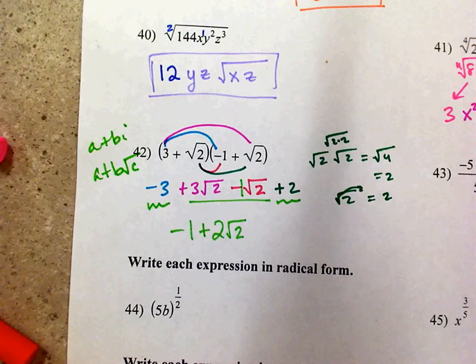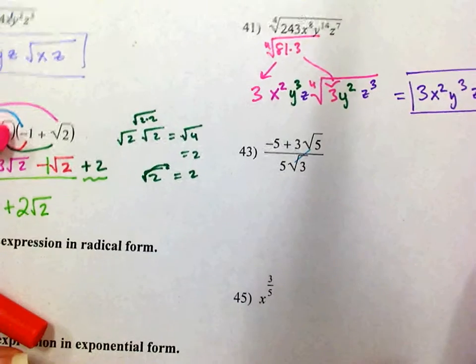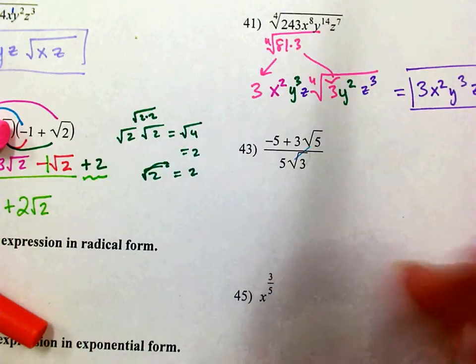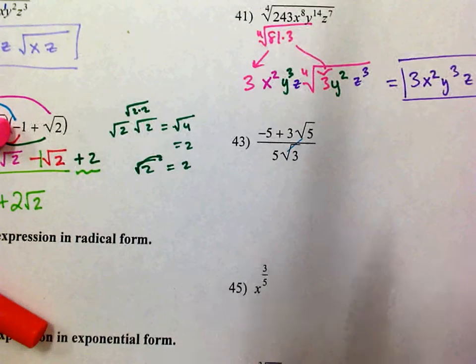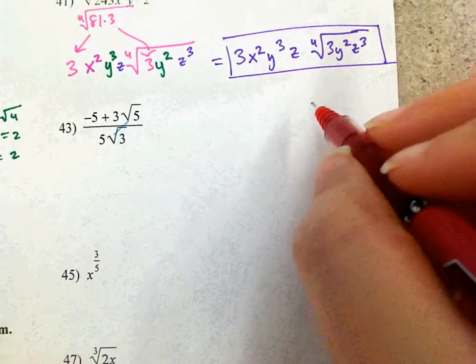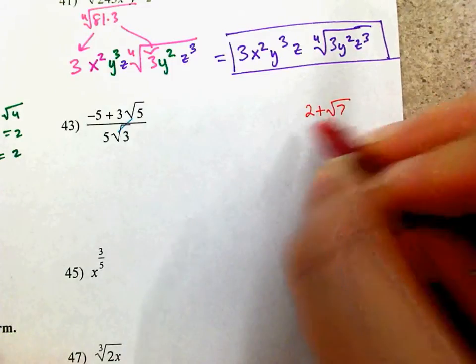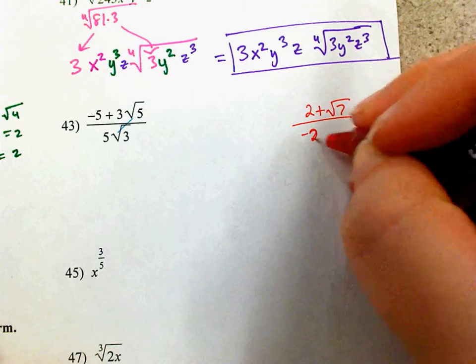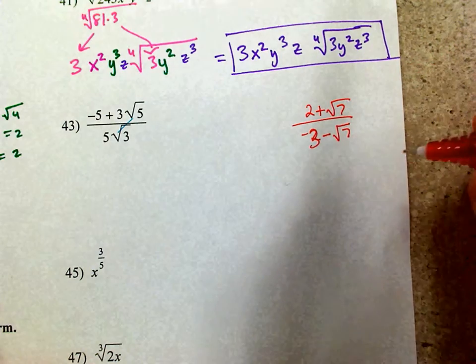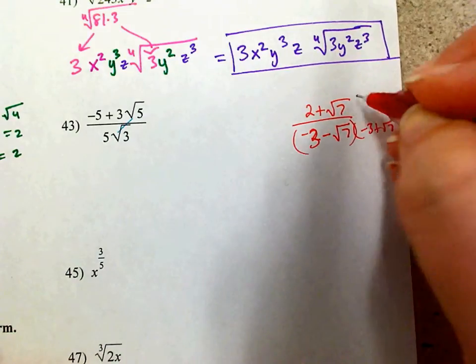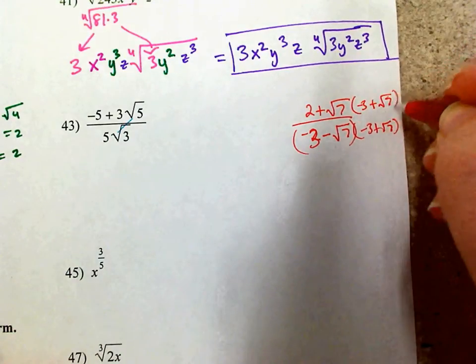Okay. Now on 43, what we're trying to do is rationalize, which means you do not want the square root in the denominator. Right now we would call this an irrational expression. Now, I don't know if you remember, but when we had problems like 2 plus the square root of 7 over negative 3 minus the square root of 7, we would rationalize by multiplying by the conjugate, negative 3 plus the square root of 7 on top and bottom. The idea is to get rid of the square root.